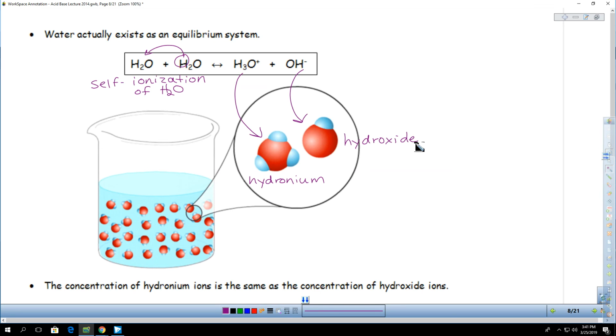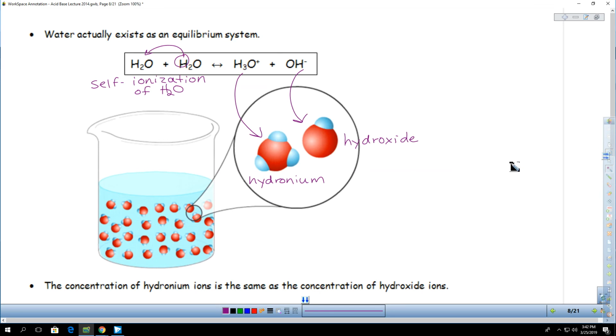Self-ionization of water. Sometimes, not very often, but sometimes the water molecules move and collide in a way that they self-ionize. They form ions just from each other. There's a transfer forming charged particles.